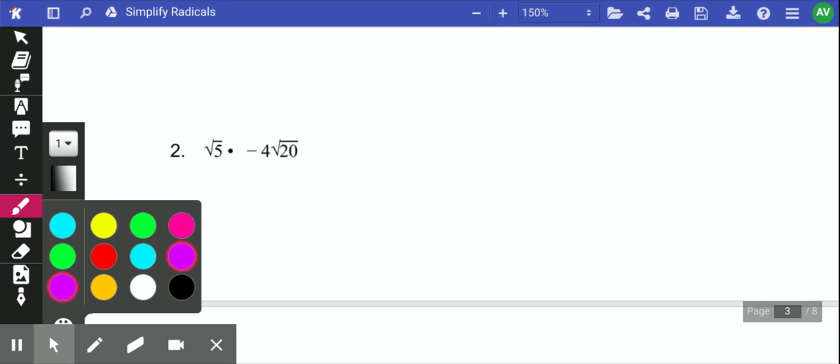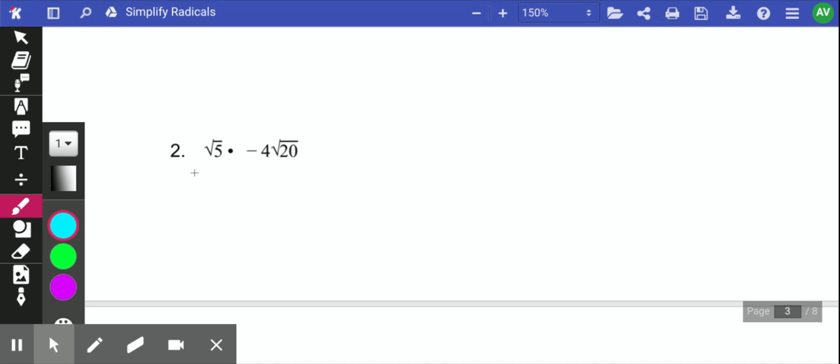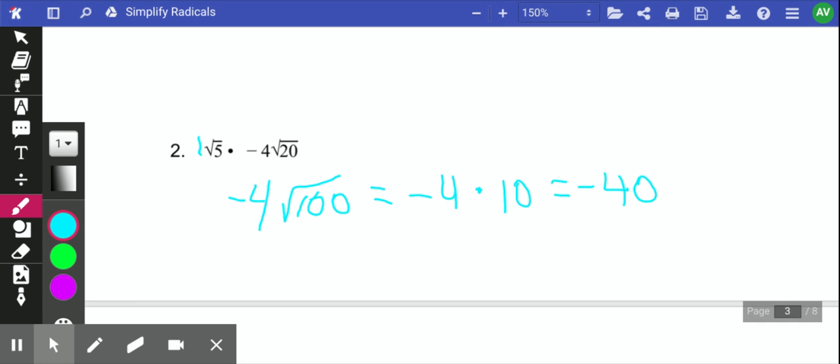All right, let's try this one. Okay, for this problem, I have square root of 5 times negative 4 square root of 20. So again, I understand that there's a 1 here. I'm going to multiply the numbers together. 1 times negative 4 is negative 4. Square root of 5 times square root of 20 is square root of 100. And I'm going to simplify this. The square root of 100 is 10. Negative 4 times 10 is negative 40.